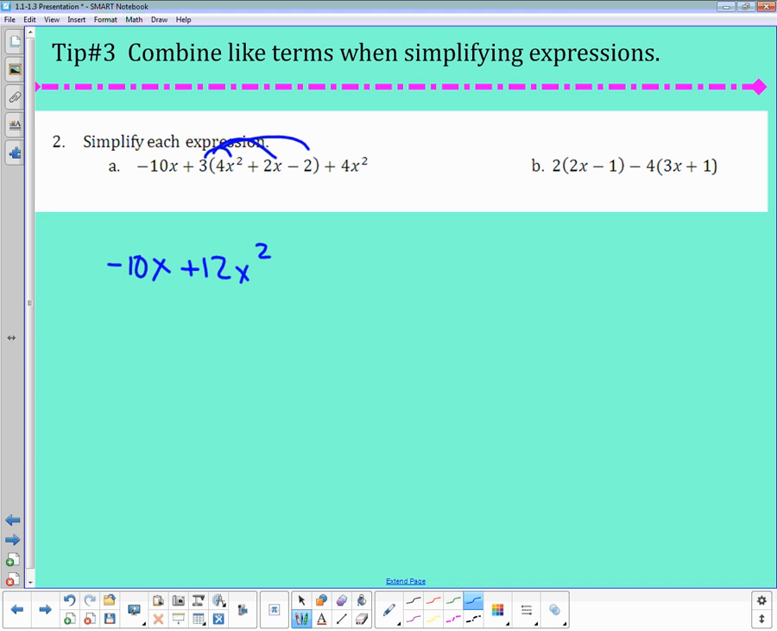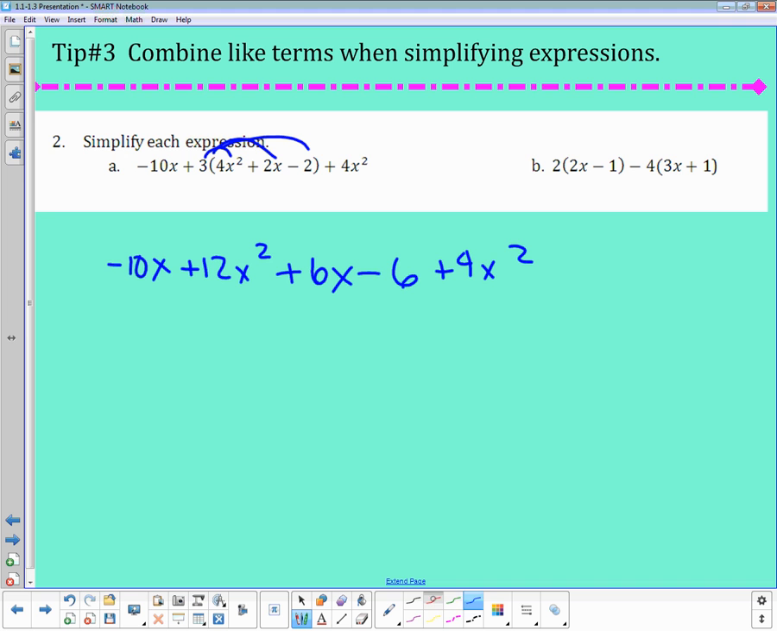Multiply those two coefficients together. Then I have 3 times 2x, which ends up being 6x. 3 times -2, which is -6. I still have that 4x squared at the end. Now I've distributed everything. I have no more multiplication or division to take care of.